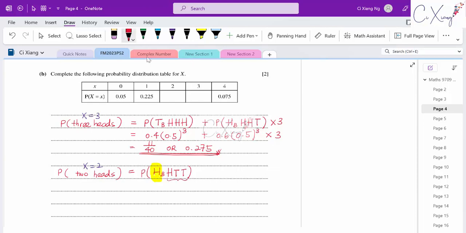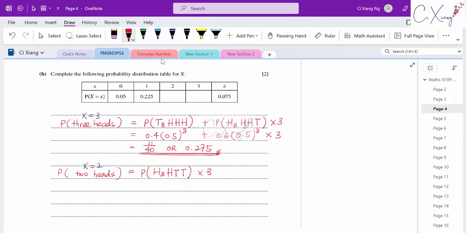For the normal coins, it can be the first coin showing head, then tail, tail. It can also be tail for the first coin, head for the second coin, then tail for the third coin, and also we might have tail, tail, head. To simplify this result, we have 3 sets of results in this outcome, therefore I have to multiply with 3.